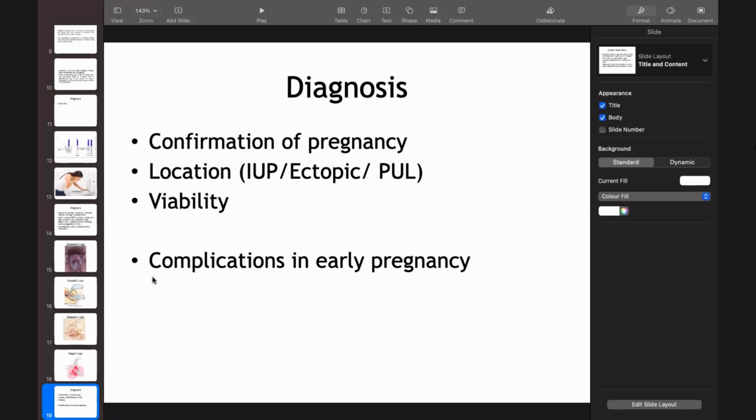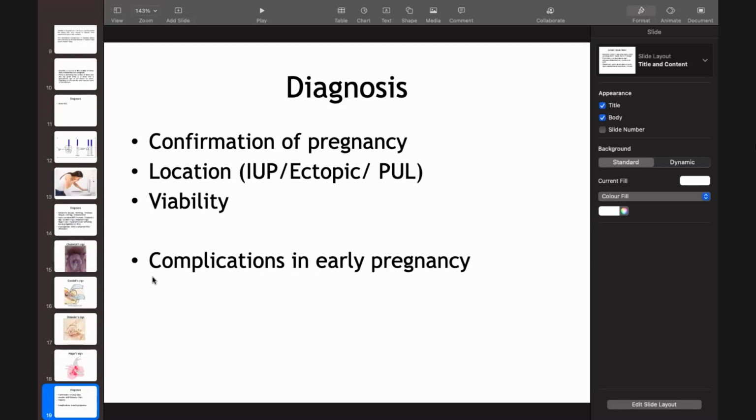And that is also very important. When we do a dating scan, we look at these things: the location, whether this is a single pregnancy or multiple pregnancies, and we measure the crown rump length and date the pregnancy. Sometimes we also look at other abnormalities in the uterus.